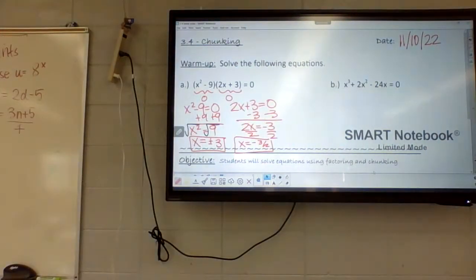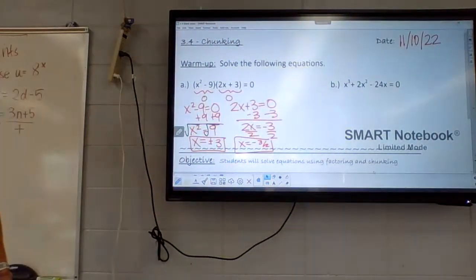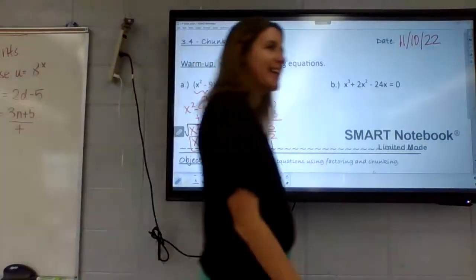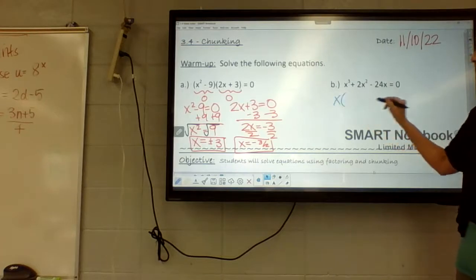Now the next one has some similarities to what we talked about yesterday, but it's not exactly like our last class. So any thoughts on what we want to do first in letter B? Anyone see it? What's that? I didn't hear you. Okay. Yeah, factor out the x. There's an x that's common among everything, so we want to pull that x out to begin with.